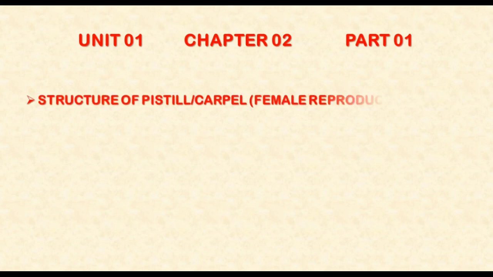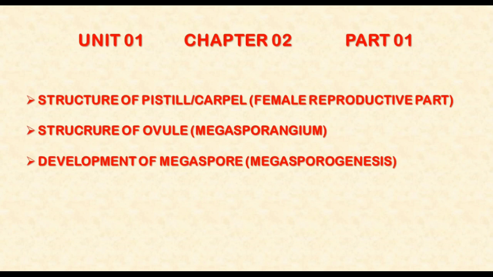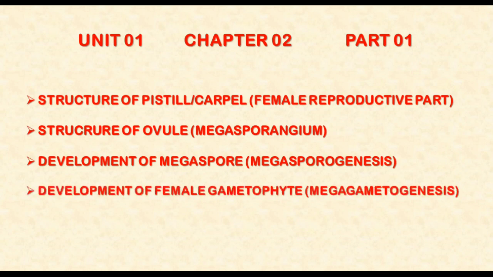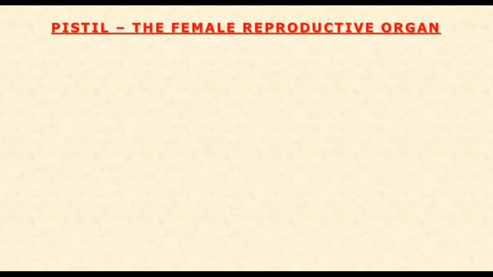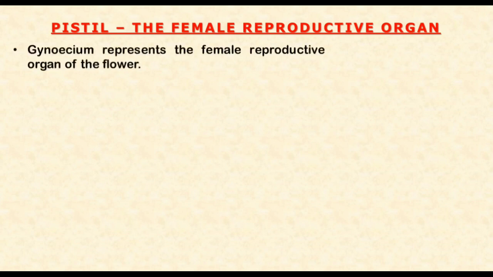Let us discuss the female reproductive organ or gynoecium. It covers the following topics: structure of pistil or carpel, structure of ovule, development of megaspore, and development of female gametophyte. First, we will discuss the pistil or the female reproductive organ.